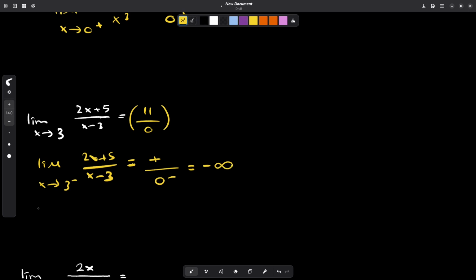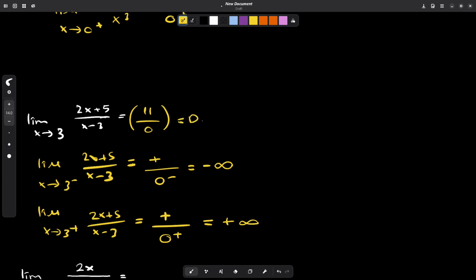Let's check the limit from the right side this time. (2x + 5) over (x - 3), right? For my numerator, I am positive again. For my denominator, this time I'm greater than 0, so therefore I am on the right side. I'm greater than 0. Therefore, this is infinity. Clearly, this limit also does not exist.